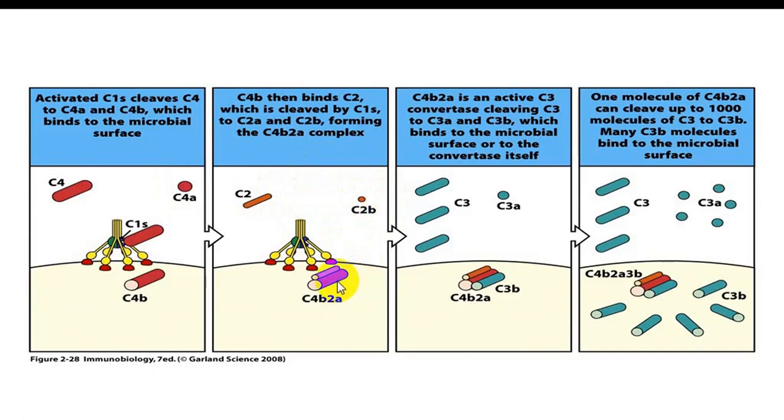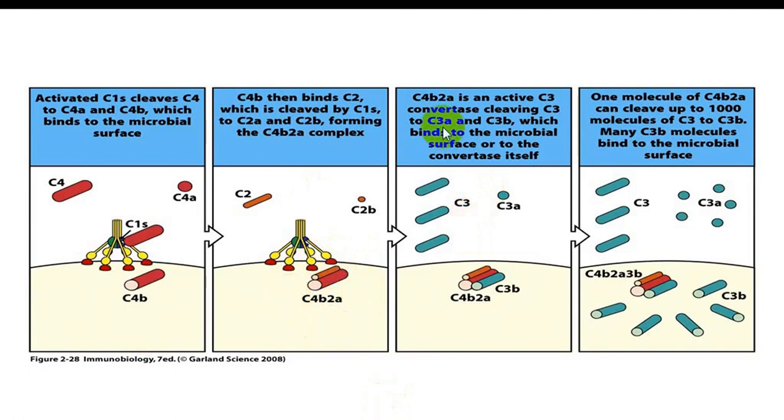Remember, students, in the regular lecture I already told you that C2 is the only exception. In the case of C2, the b fragment is smaller and the a fragment is larger. The smaller fragment diffuses away, that is C2b. You are left with C2a. This C2a combines with the previous step C4b to form, as you see, C4b2a. This C4b2a is also called the C3 convertase of the classical pathway.